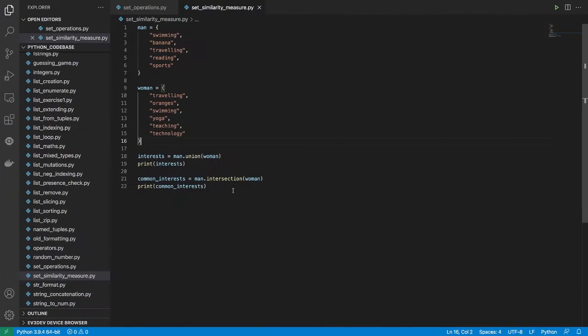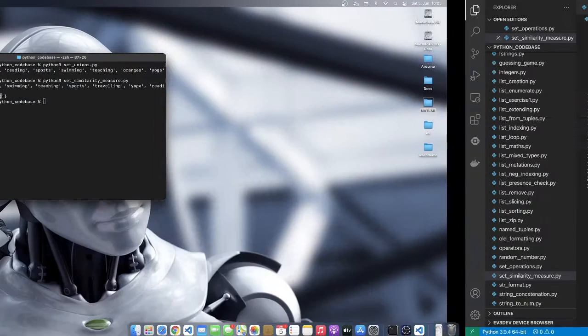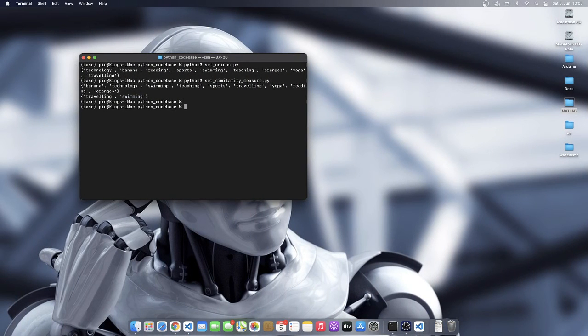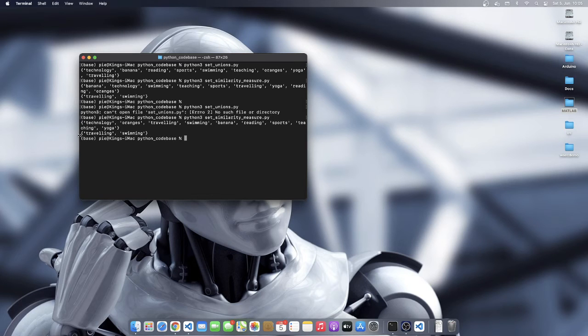Okay, let's see, does it make any difference if we do woman intersection man? So woman intersection man, let's see if it is going to be any different. Sorry, I ran the wrong file. So you can see that it doesn't make any difference.